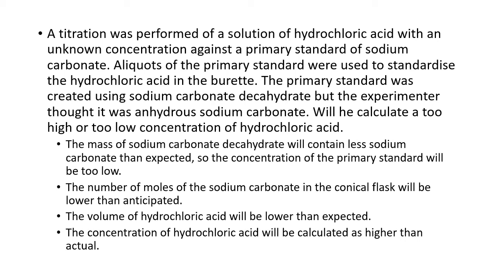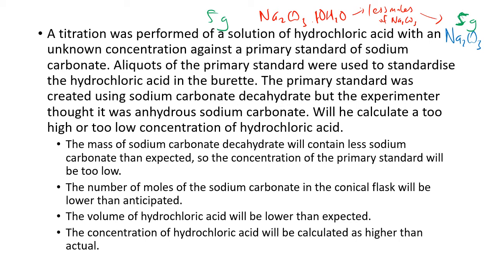So we know that it is actually Na2CO3.10H2O. That's what we know that it is. However, the experimenter thinks that it's only Na2CO3. So if I have 5 grams of this and 5 grams of that, this one here is going to have fewer moles of Na2CO3 compared to that. Okay, so he used sodium carbonate decahydrate, but he thought it was anhydrous sodium carbonate.